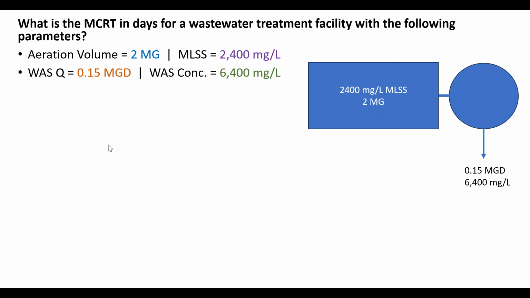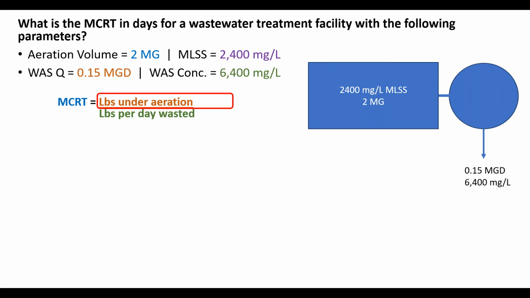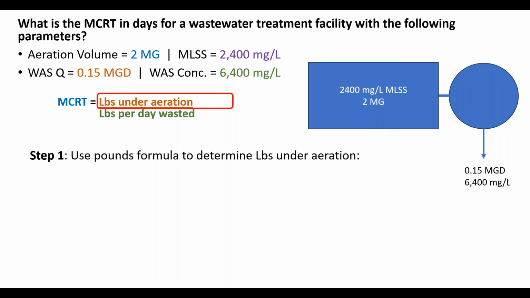The waste activated sludge flow is 0.15 MGD, and the concentration of the sludge that is leaving is 6,400 milligrams per liter. So it's quite a bit more concentrated. We're going to have 2 pounds formulas, one for the top, for the solids under aeration, and one for the bottom, which is the pounds per day that are leaving the system. So let's set that up. The pounds under aeration: 2 MG times 2,400 milligrams per liter times 8.34 pounds per gallon gives us 40,032 pounds under aeration.